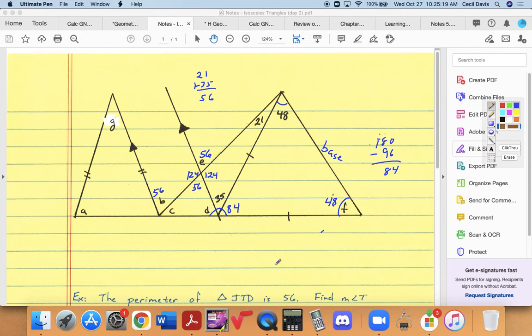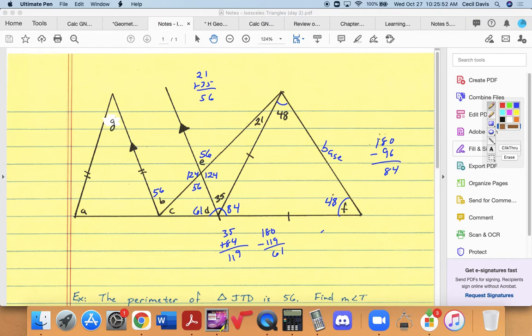So the old stuff hasn't gone away. So we'll do 35 plus 84. That's 119 from 180. Yes, thank you, 61. You can do 56 plus 61 minus 180 to find C. Yeah, we can find C by using that little triangle.